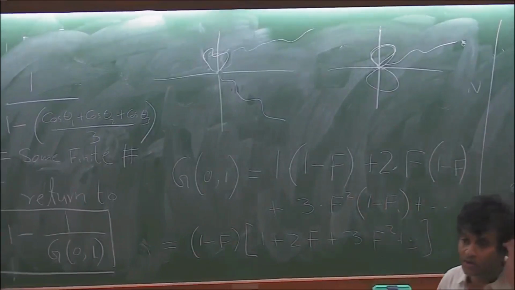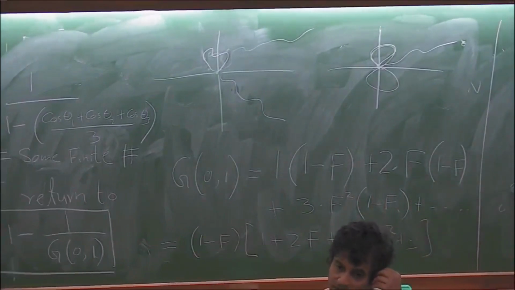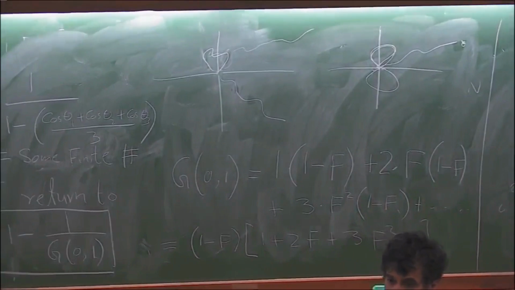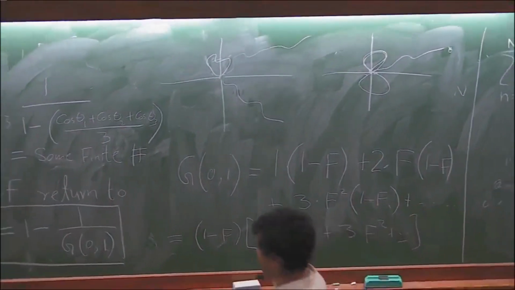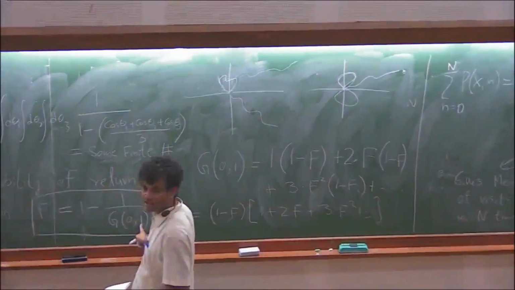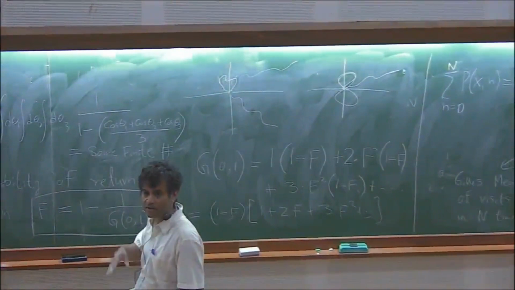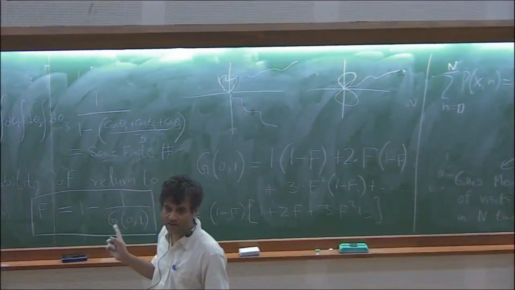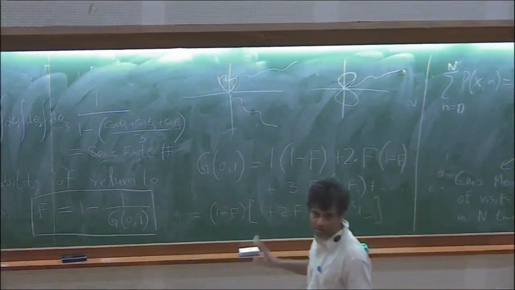This is infinity now. I am just walking forever and asking when do I come back and what is the mean number of visits. This is for infinite time already, right? Because n was summed from 0 to infinity in the Green's function, the generating function definition. So everything, time, is now infinite time.